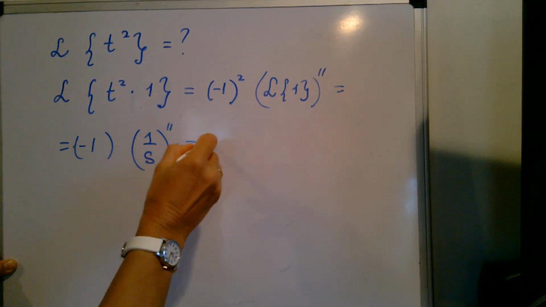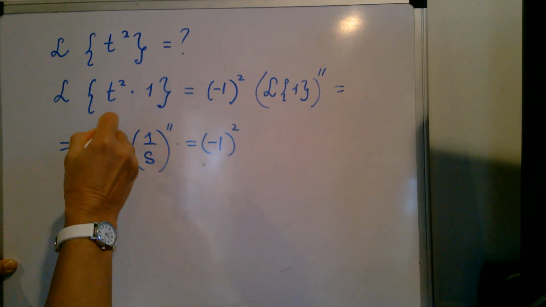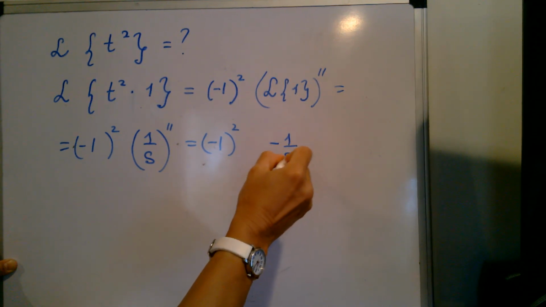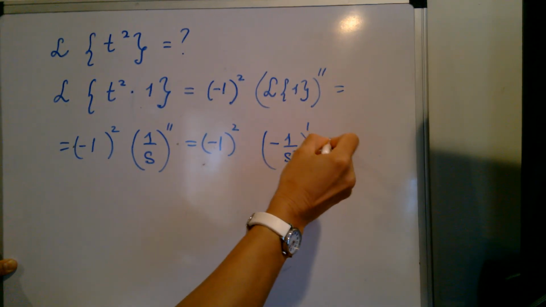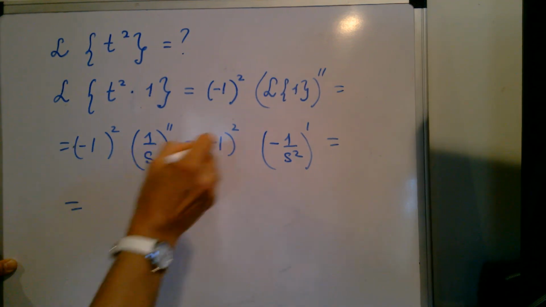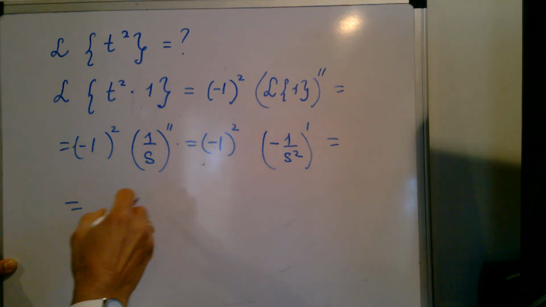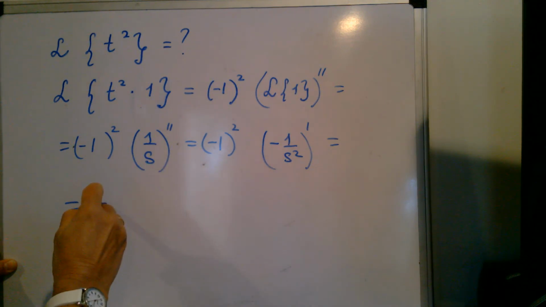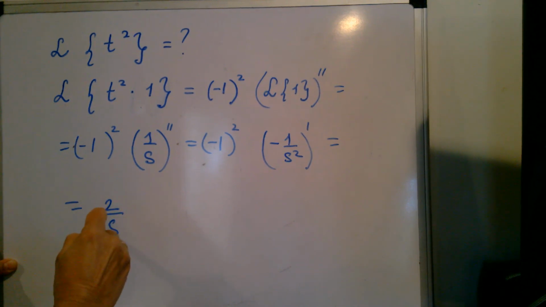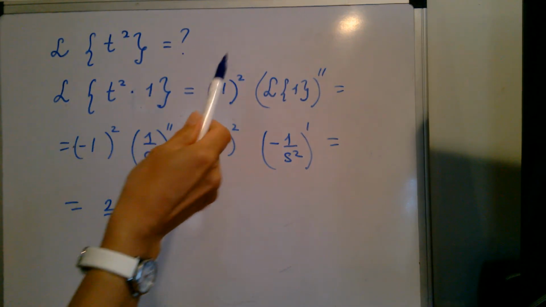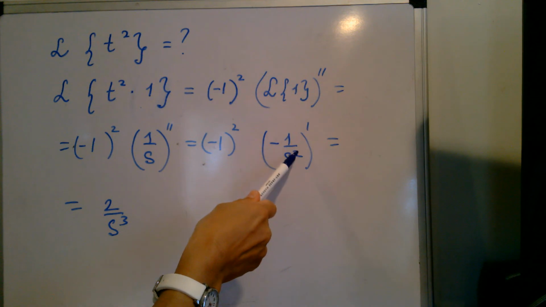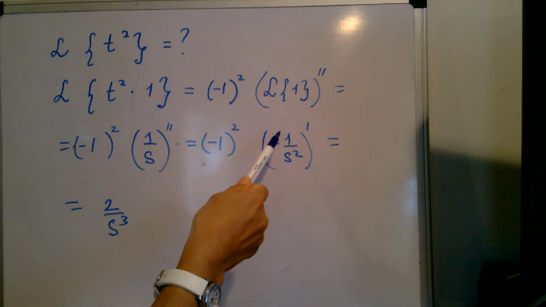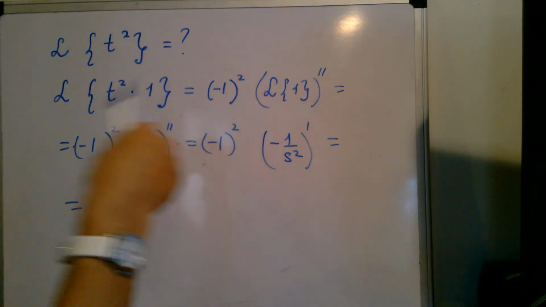And the second derivative of it, so it's minus 1 to the power of 2, sorry, missing 2. The first derivative of 1 over s is negative 1 over s squared, right? And the second derivative, well, minus 1 squared is 1. The second derivative is going to be 2 over s cubed, I guess, right? We differentiate one more time, so the square becomes a cube, and the minus 2 goes to the numerator, and this minus is going to cancel. I think that's going to be the answer.